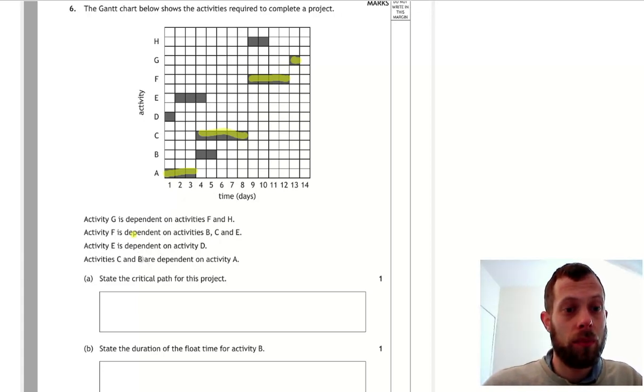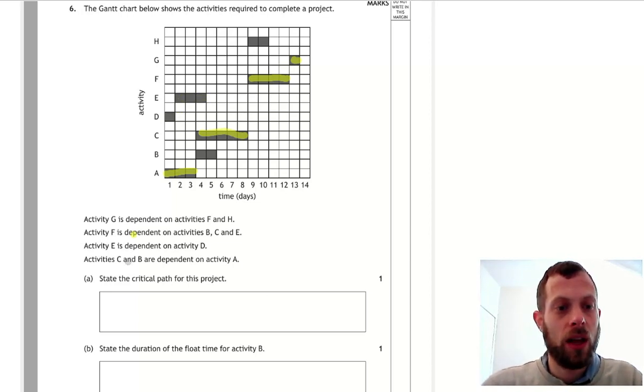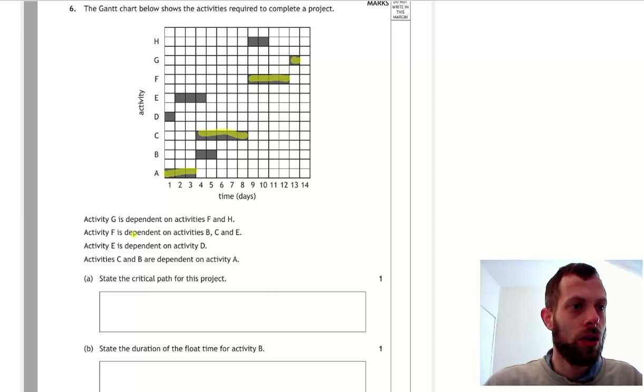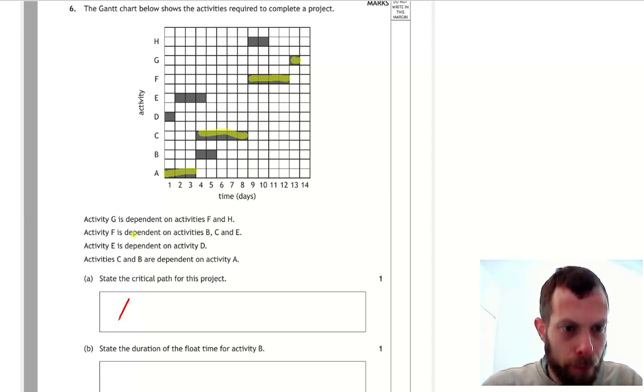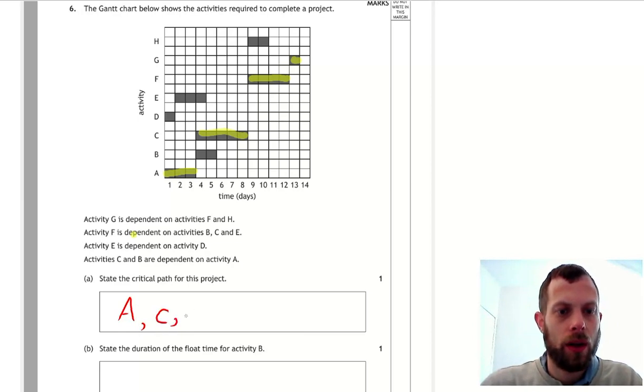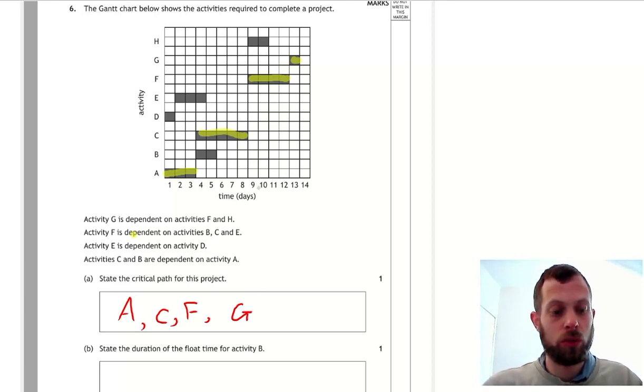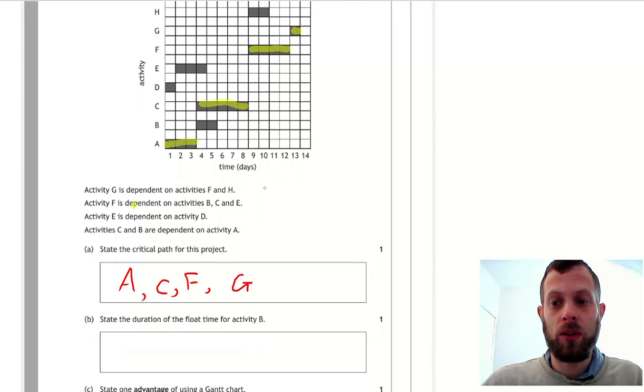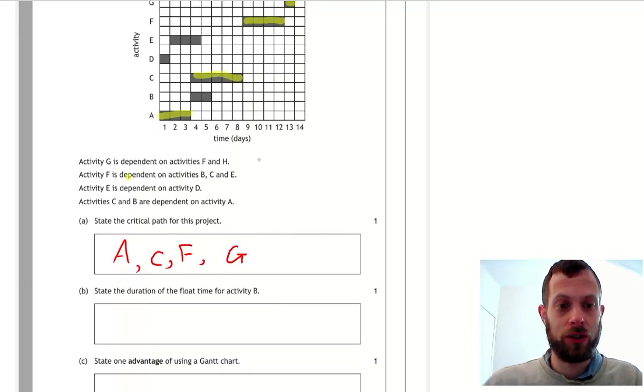And E depends on D. But we already knew that E was not critical, so we aren't concerned about when D finishes. And finally, C and B are dependent on A. And A was a critical activity, although B wasn't. So our critical path is A, C, F and G. Just to remember, the tasks on the critical path are those with no float time. In other words, they cannot be delayed without affecting the end time of the overall project.